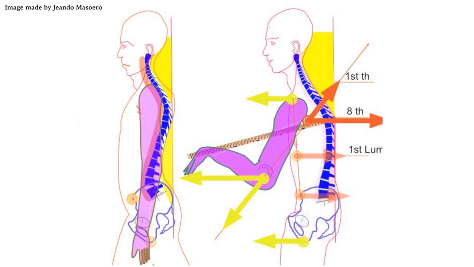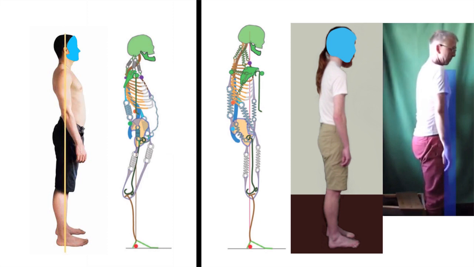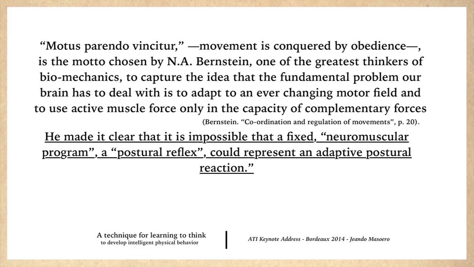higher cognitive functions. To give an example of using our higher cognitive functions, we can change our performance of a routine activity by taking our understanding of a simple geometric model and applying it to our body during the activity. People often see bad posture as a physical issue, but it's just as much mental as it is physical. To get lasting and genuinely beneficial changes in the condition of our body, we need to make changes in our thinking. Quoting again from Masoero, "Motus perendo vincitur, movement is conquered by obedience," is the motto chosen by N.A.